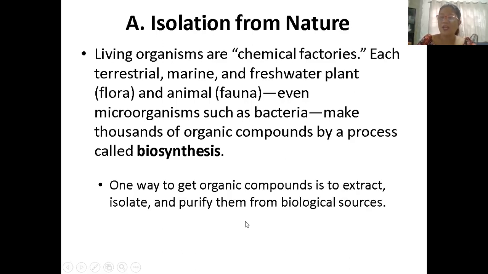So one way to get organic compounds is to extract, isolate, and purify from biological sources, especially for those taking BS Biology. If they want to know the organic compounds in a plant that is used for medicine, they just extract. For 100 grams of plant, they soak it in alcohol, then extract until out of 500 ml only about 5 to 10 ml remain. This is brought to the laboratory to analyze what particular compound is present. Extract, then isolate, then purify.